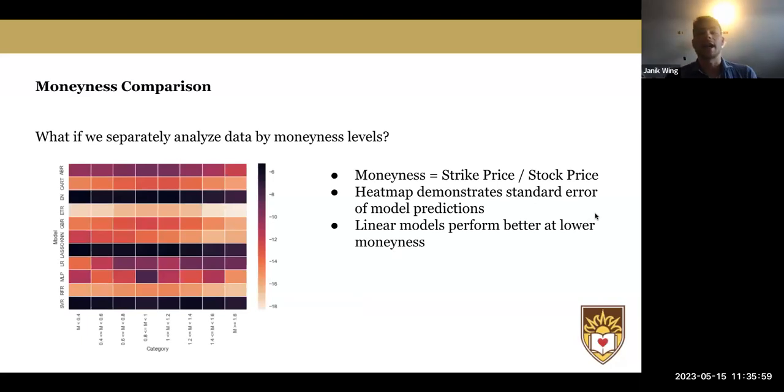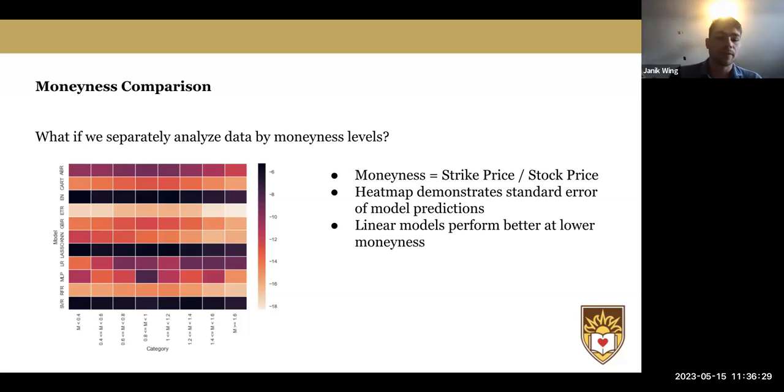So with that out of the way, we wanted to explore this a little bit deeper. What happens if we separately analyze data by moneyness levels? Moneyness, just to recap, is strike price divided by stock price. To start off, we created a heat map that demonstrates the standard error of the model predictions.